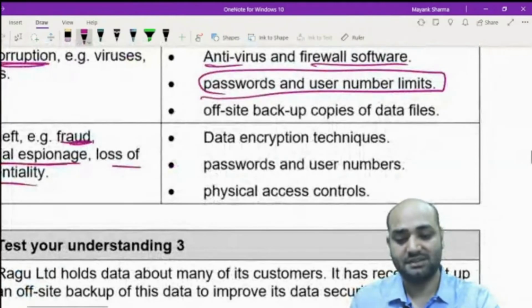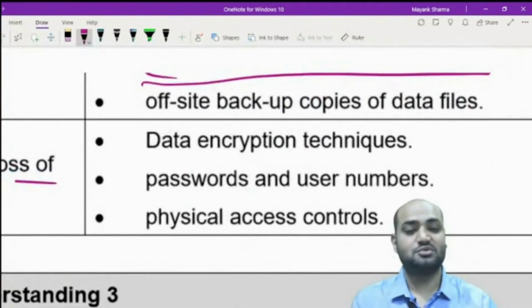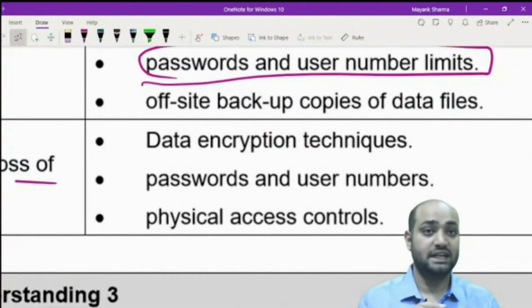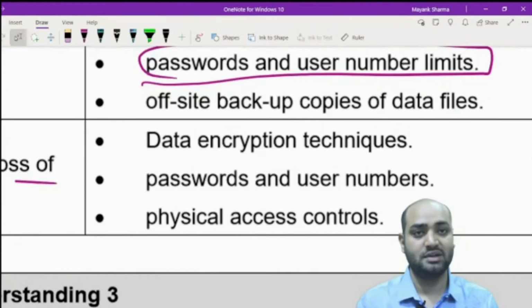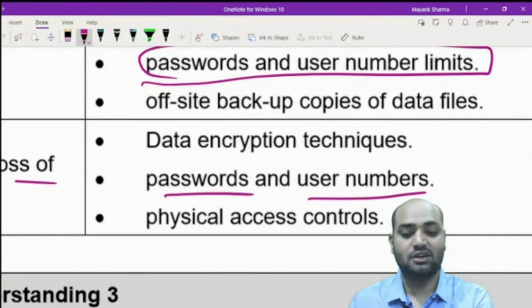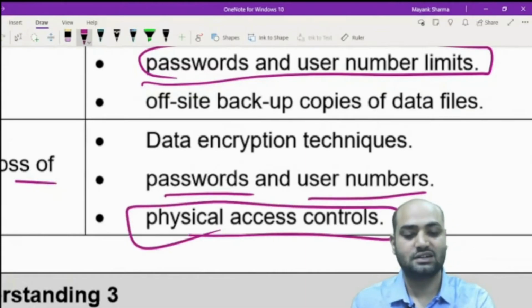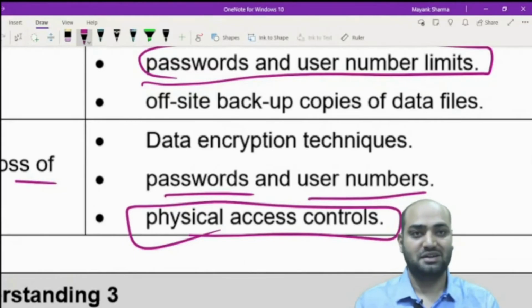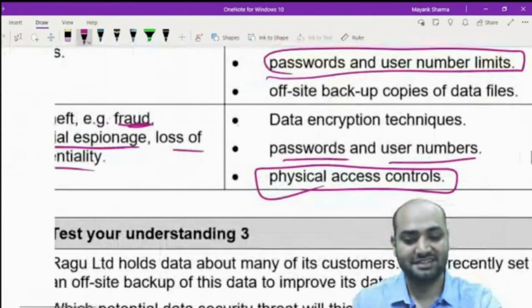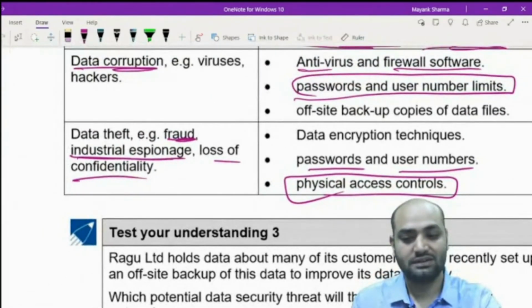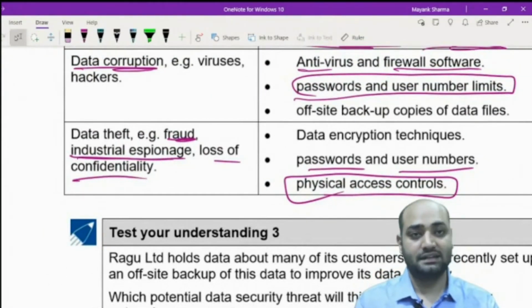How can this be safeguarded against? Data encryption technique should be used where the data is encrypted with a password, and whenever the user is using the data, the user enters the password, then only data becomes accessible. Passwords and user numbers can be allocated. That again adds up to the security, and physical access control should be in place, like a security guard or maybe a CCTV. So these can also help in eliminating data theft.